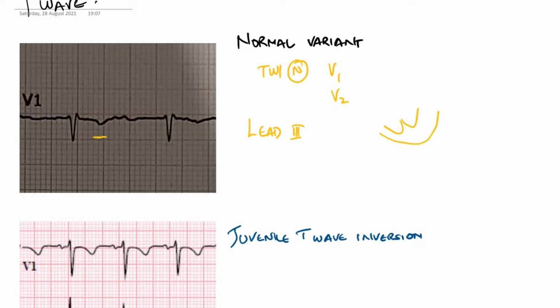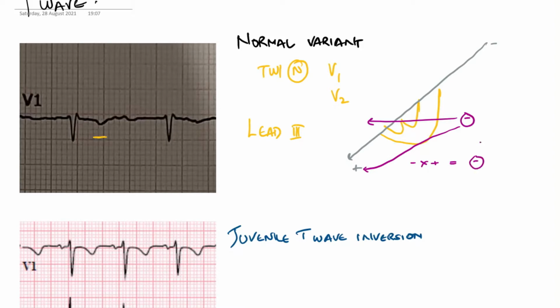T wave inversion is sometimes normal in lead 3 as well, and this has been discussed in the previous videos. Here is the mechanism of how a negative current goes towards the positive pole of lead 3 and hence creates a negative vector, which gives you a T-wave inversion in lead 3 as well. Both of these are normal variants.